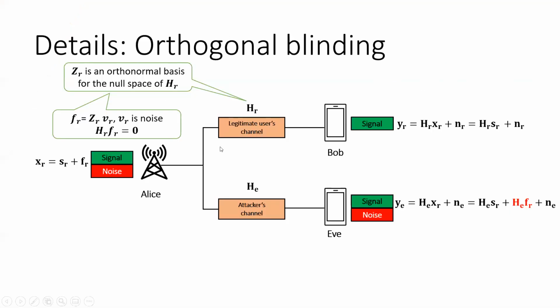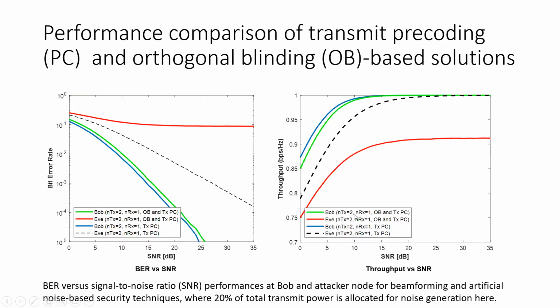More clearly here, if we see what's going on, we have a legitimate transmitter Alice, designed based on the legitimate receiver channel null space ZR, which is the orthonormal basis for the null space of the channel. We are designing an artificial noise, and when it passes through the channel at the legitimate receiver, we are observing a clean signal. On the other hand, it will degrade the performance of the attacker.